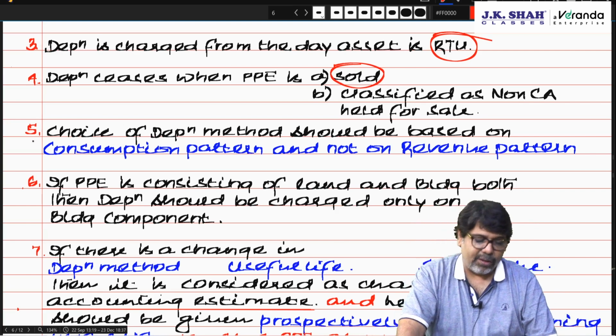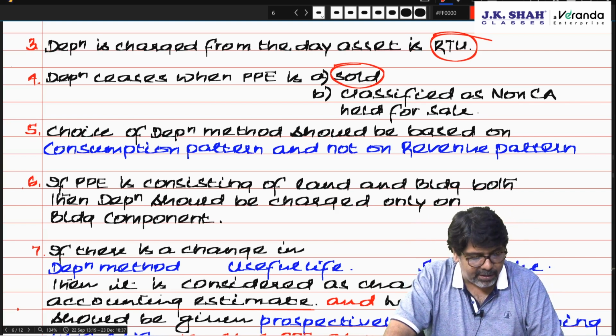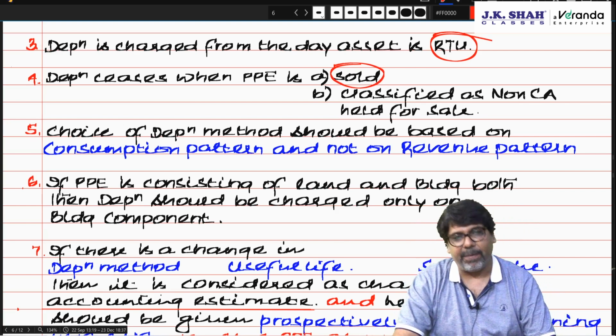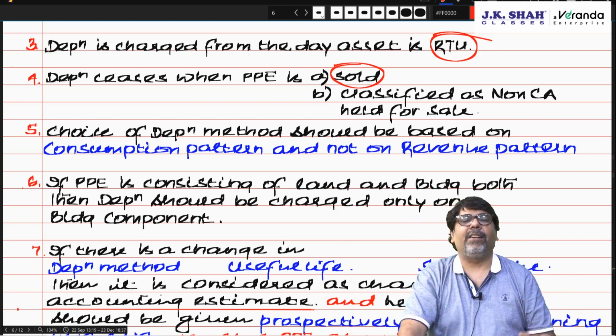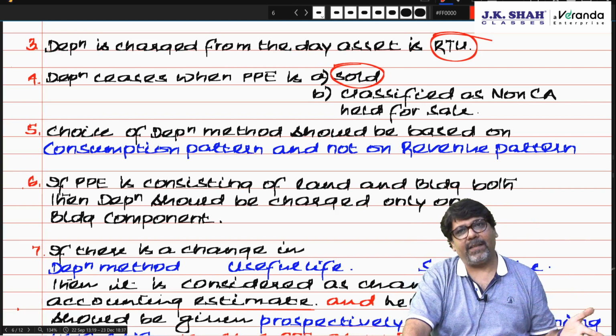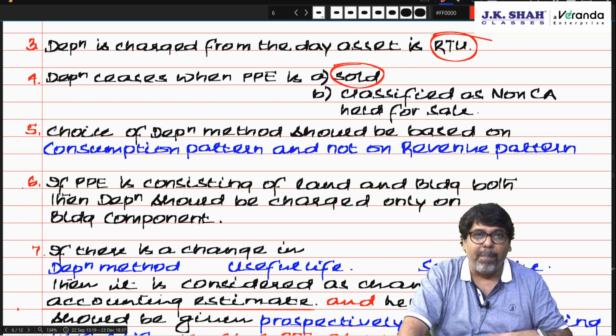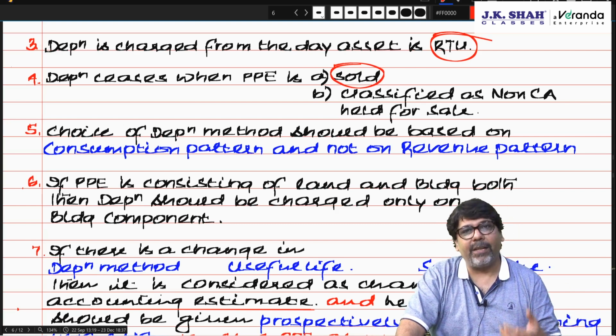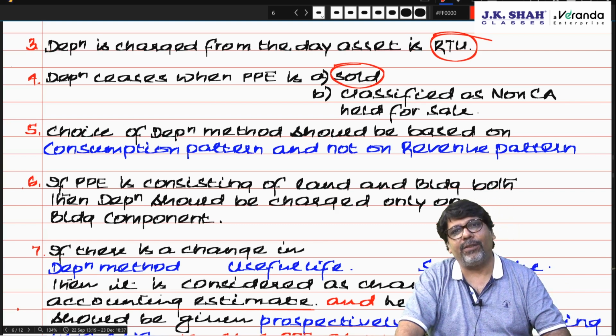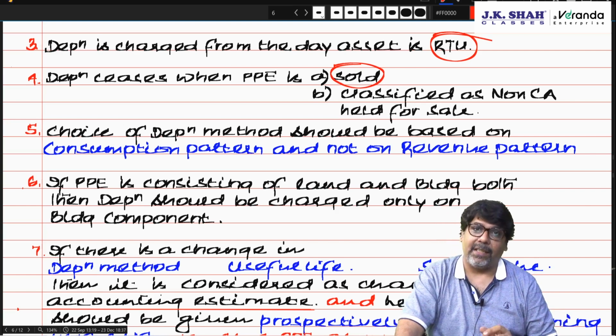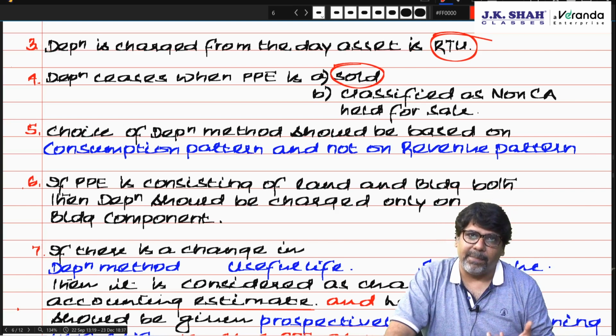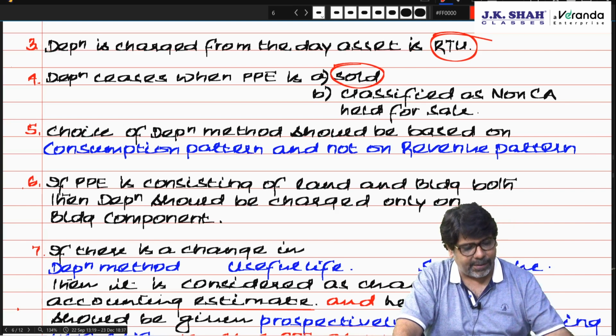Correct? The choice of depreciation method should be based on the consumption pattern and not on the revenue pattern. That means you cannot charge depreciation in the ratio of sales. You can charge depreciation in the ratio of hours used or bottles produced. You cannot charge depreciation in the ratio of revenue generated, but it should be on the consumption pattern. Why? Because it is a part of cost.